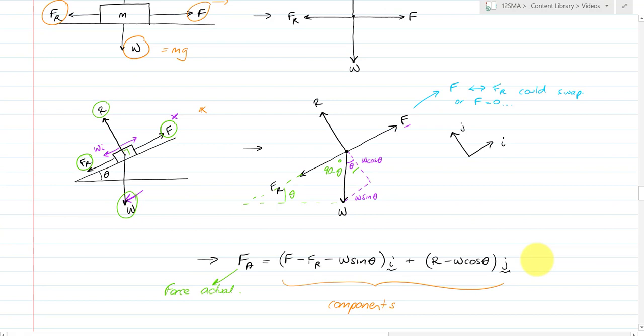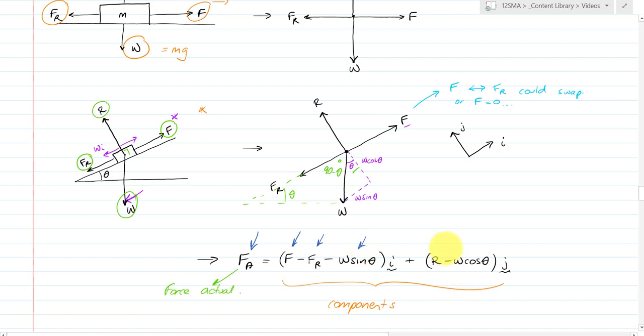And our component form is our overall actual force, FA, I've called it in this case, and that's equal to the force being pushed up the plane in the I, positive I direction, minus the frictional force, and then minus the component of force heading down the plane from the weight, W sine theta. And because it will be heading down the plane, it makes sense that something's going to slide down a hill, not slide up due to gravity.